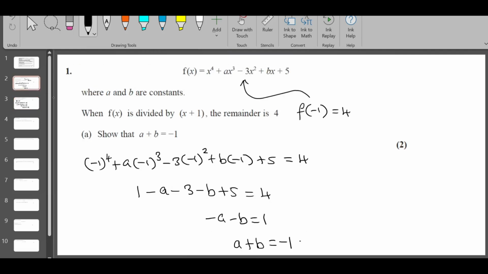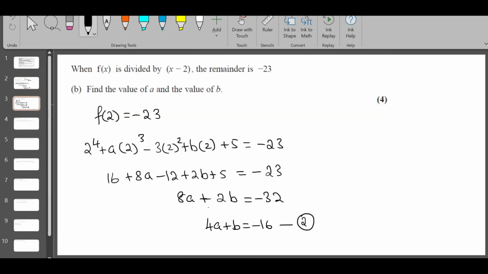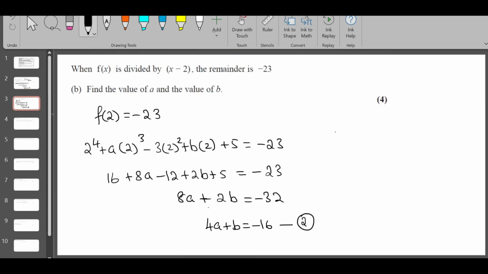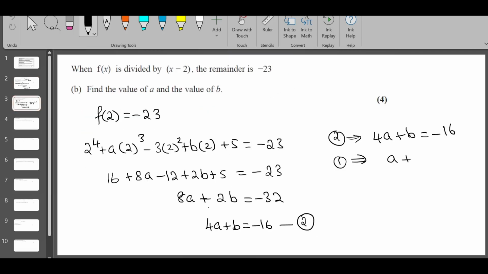We have equation 1 here. They want us to find the values of a and b. Solve equations 1 and 2. I'm going to write equation 2 first. 4a plus b is minus 16. Write equation 1 now. a plus b is negative 1. Subtract them. 3a is equal to minus 15, a is minus 5.